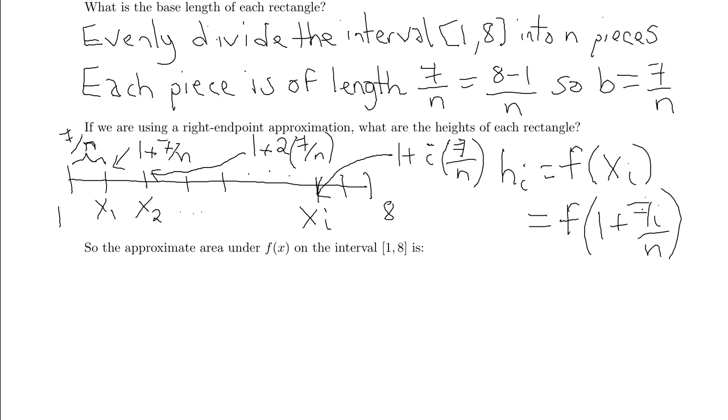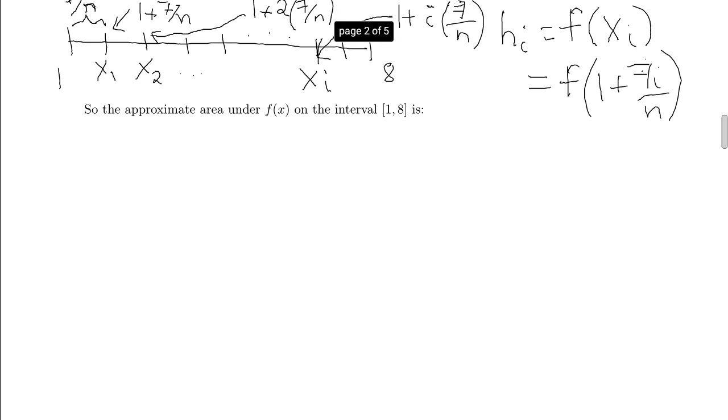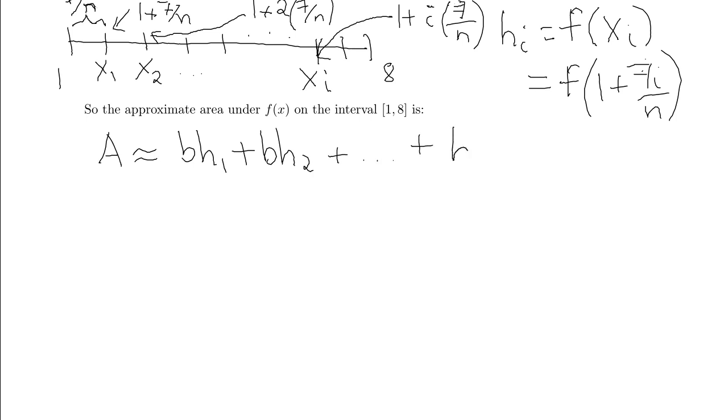In order to determine the y value. So then if we piece this all together, the approximate area under the curve between 1 and 8 is going to be, so we know our area, we're just adding up n areas of rectangles. So it's going to be base times height 1 plus base times height 2 plus so forth until we get to base times height n, right? So it's the area of these n rectangles that we want to add up.